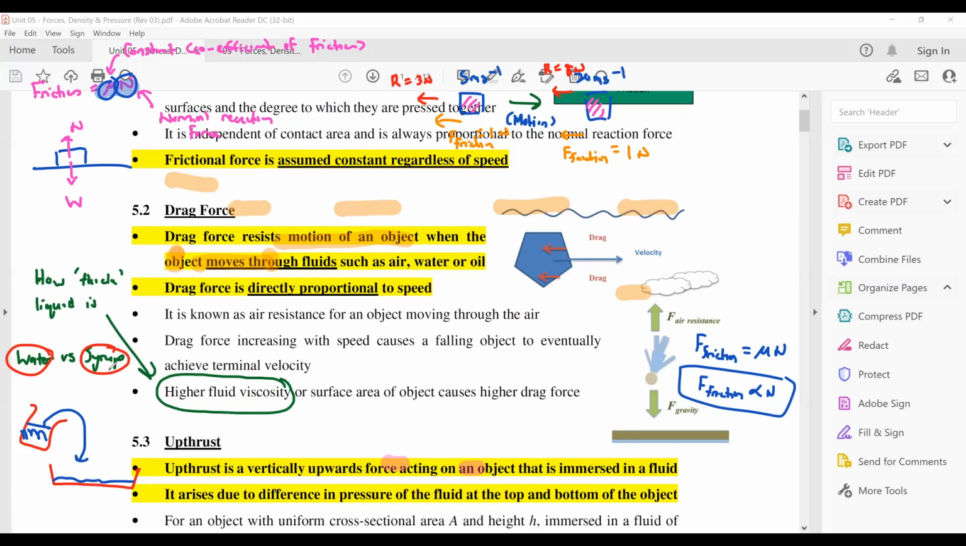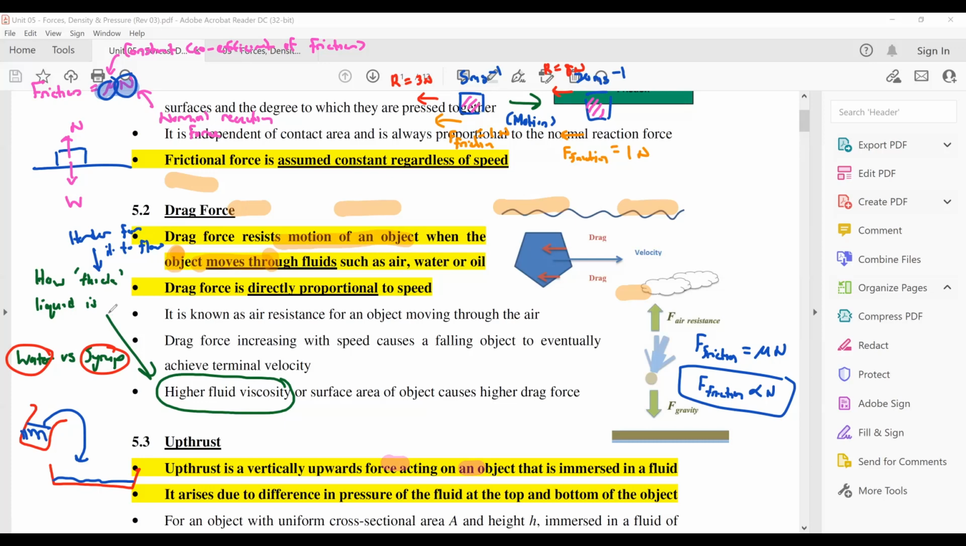Syrup. The syrup will flow slower, right? It feels more difficult to pour it out, right? But water is very easy to pour out, right? So that is what we mean by how thick the liquid is. The higher the fluid viscosity, the thicker it is, so it's harder for it to flow. Let me just write this: it's harder for the liquid to flow.